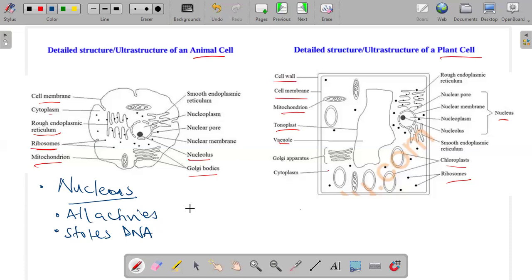Then let's move on to the cell membrane.